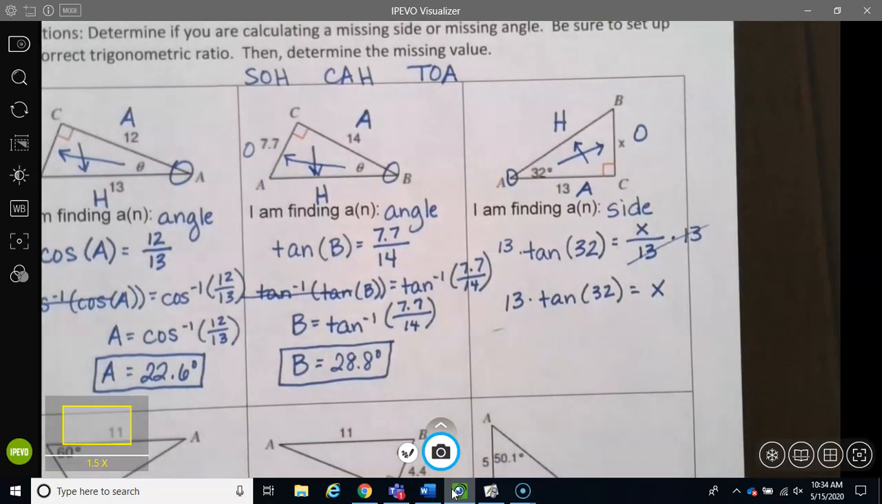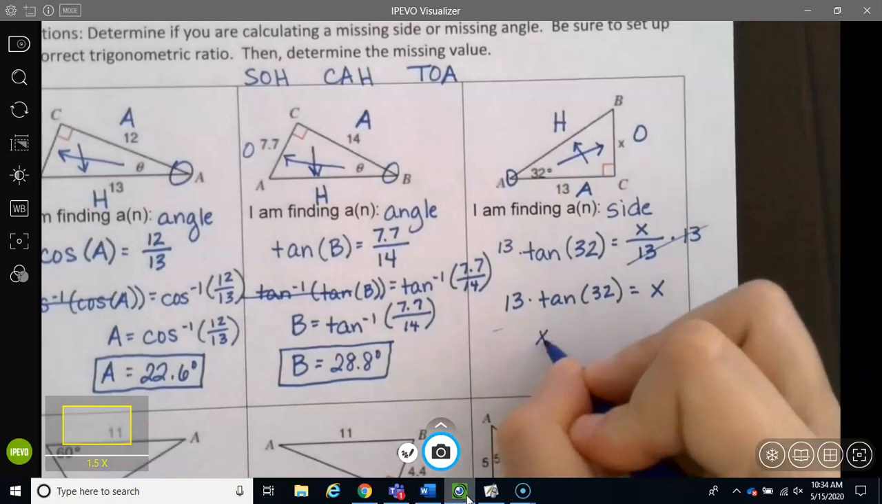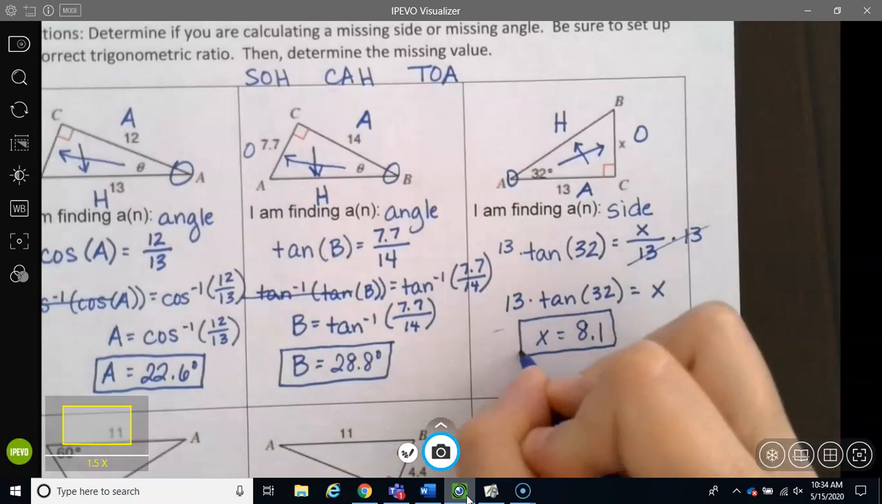13 times tangent of 32. So clear this out. 13 times tangent, remember tangent's all the way up the top now, of 32 degrees. And once you type that in, it gives you the answer in blue here. We'll just go to the nearest tenth, so we'll do 8.1. So x equals 8.1. They didn't give us any units, so we just leave it like that.